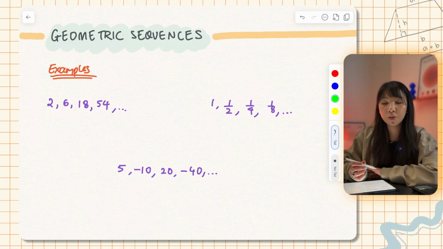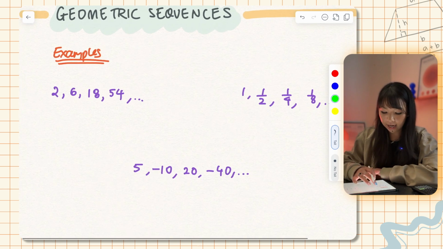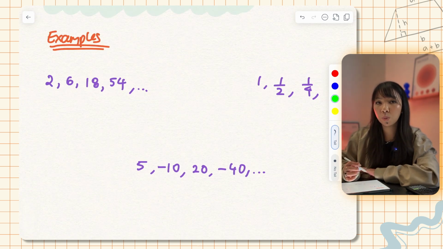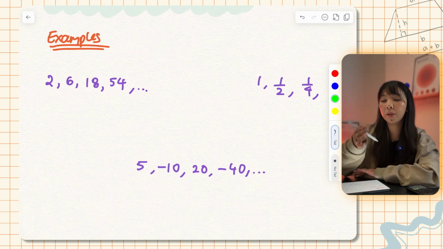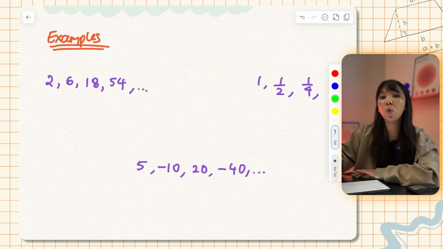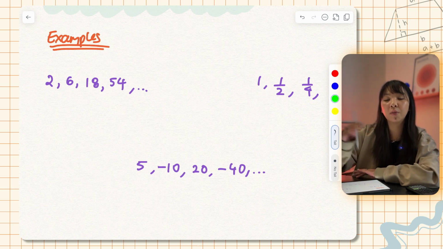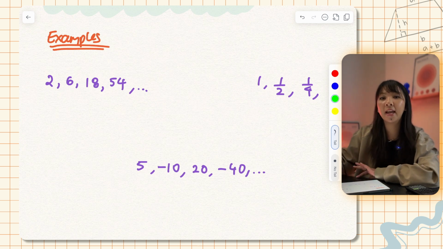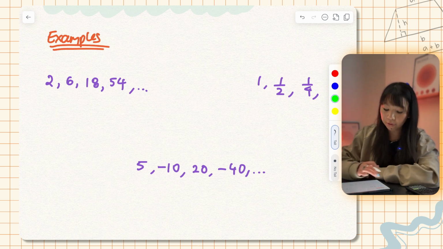In this video, we're now going to be looking at geometric sequences. So a geometric sequence is an additional type of sequence where instead of having a common value that you add or subtract every single time to go from the first term to the next, you're now going to multiply by a value. So here I have three different examples.